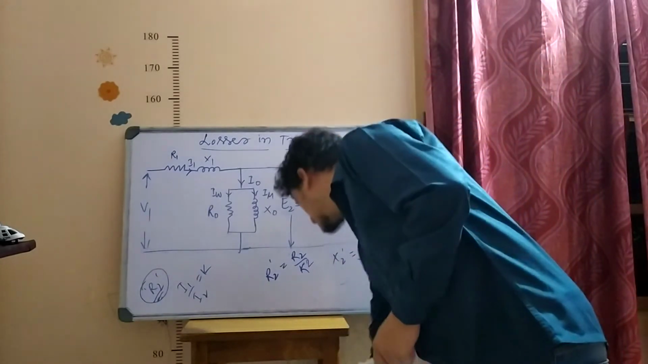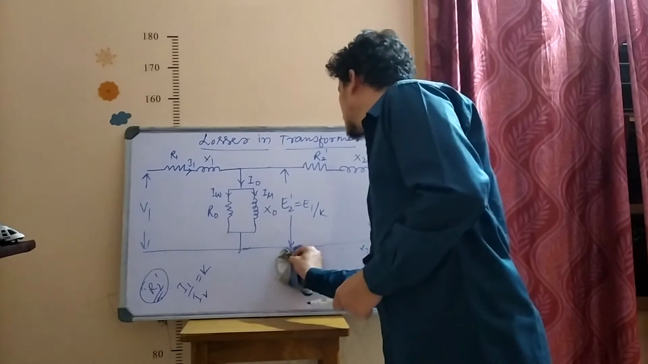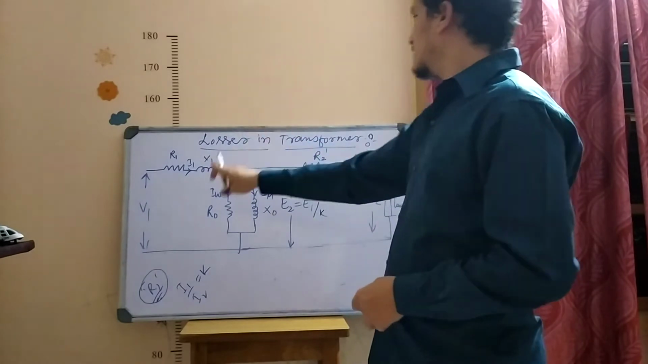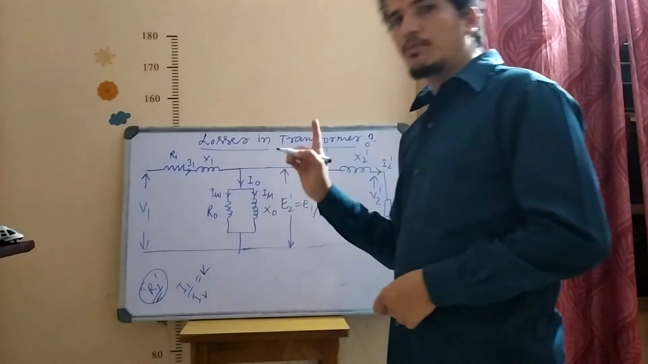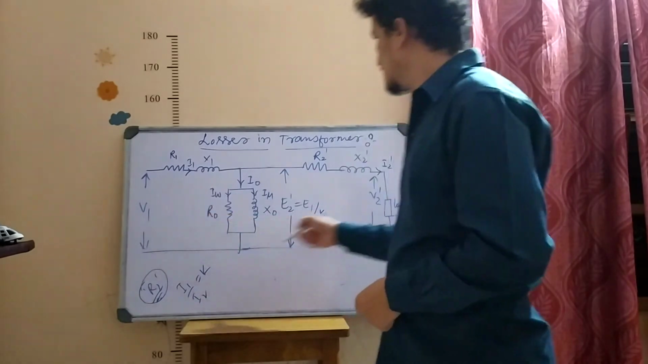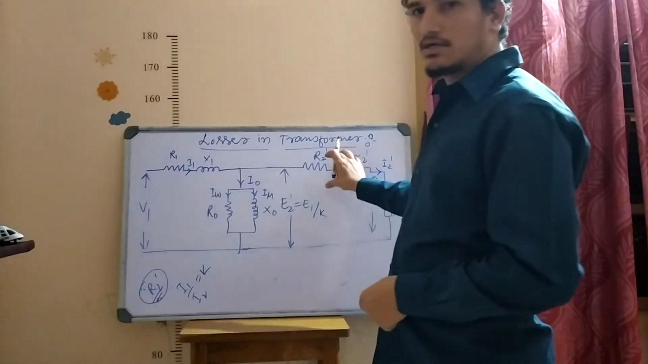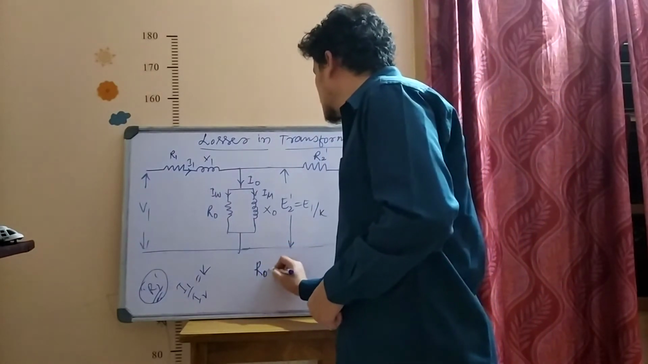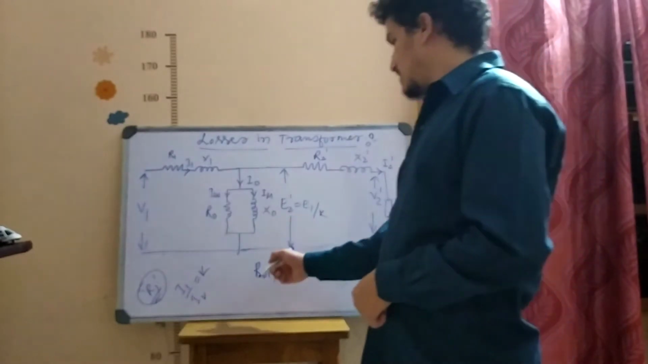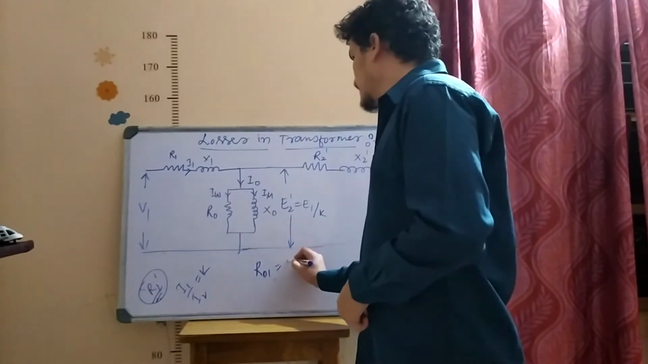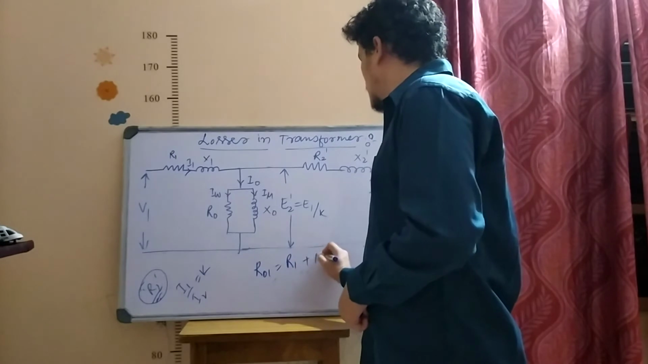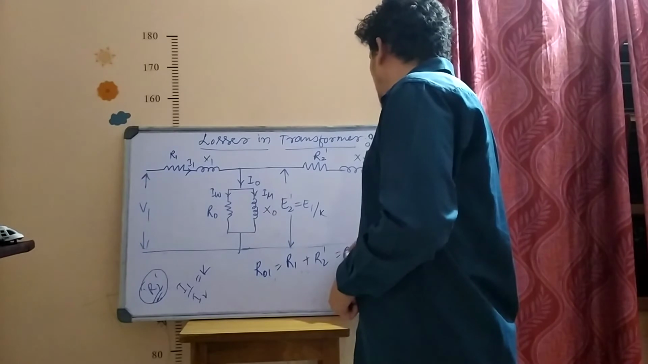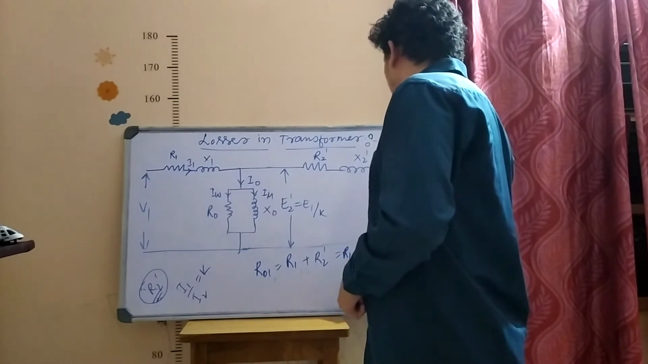Okay. Now, what is the complete resistance of the circuit, including primary and the secondary, referring to primary, in the equivalent circuit? This is the complete resistance of the circuit, R01. R01 is R1 plus R2 dash. So what does it mean? R1 plus R2 divided by K square.